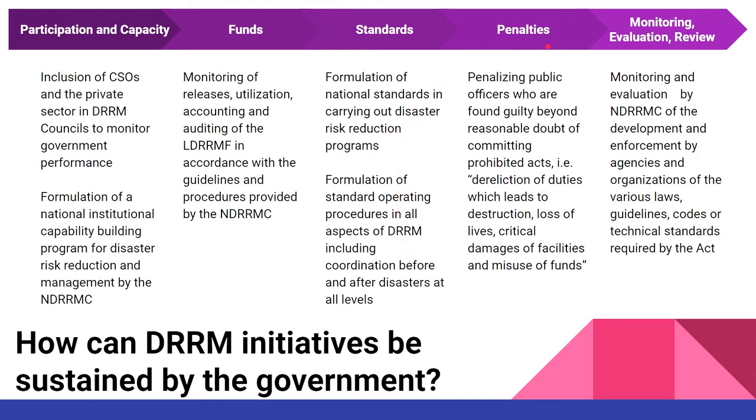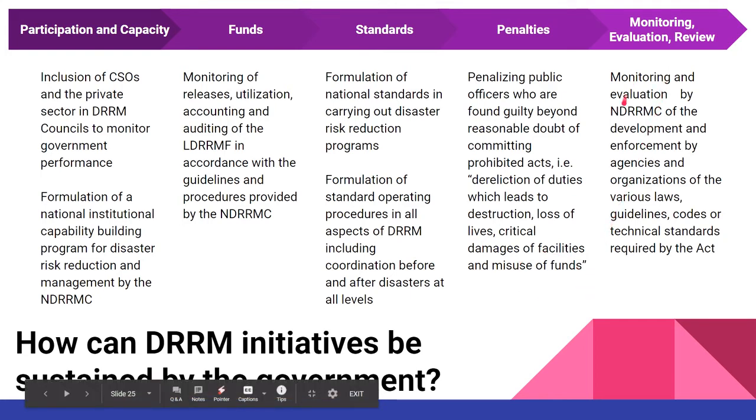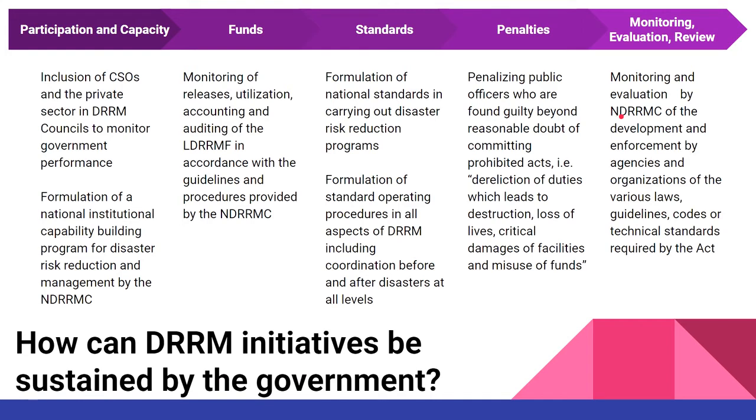For penalties, the government is also allowed to penalize public officers who are found guilty beyond reasonable doubt of committing prohibited acts, including dereliction of duties or negligence, which leads to the destruction, loss of lives, and critical damage, and even misuse of funds. And then for monitoring and evaluation, this is taken care of by the National DRRM Council, in terms of development and enforcement by agencies and organizations using various guidelines, codes, and laws required by the DRRM Act of 2010.